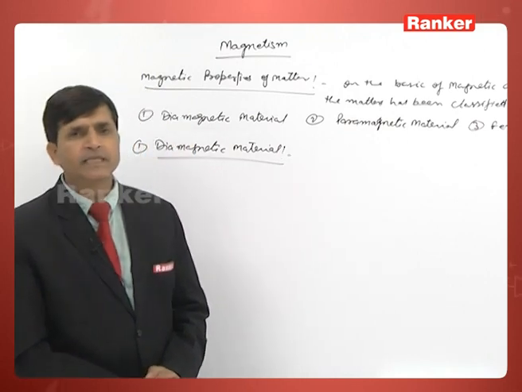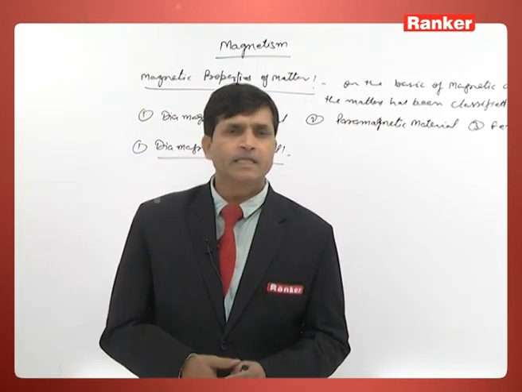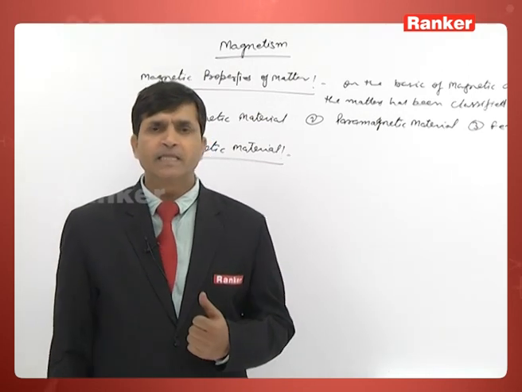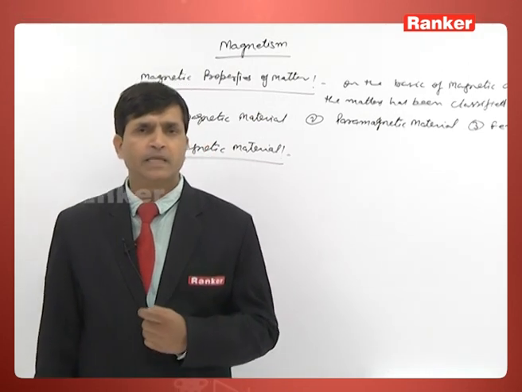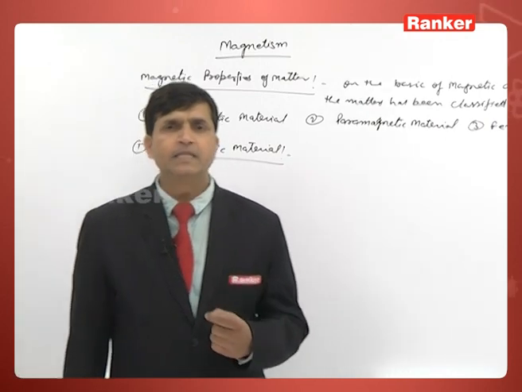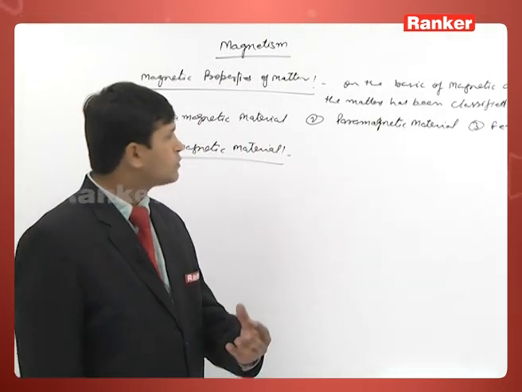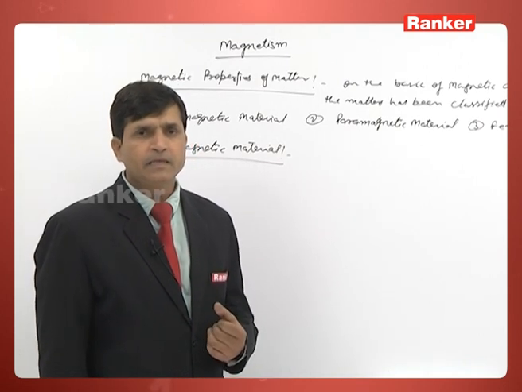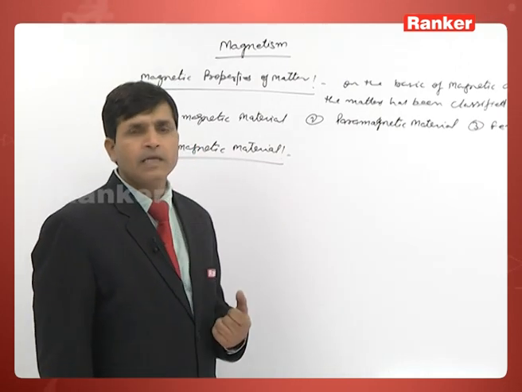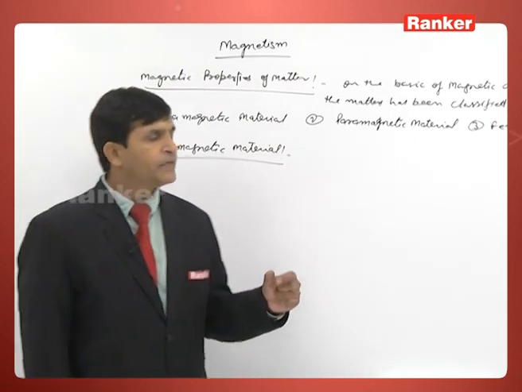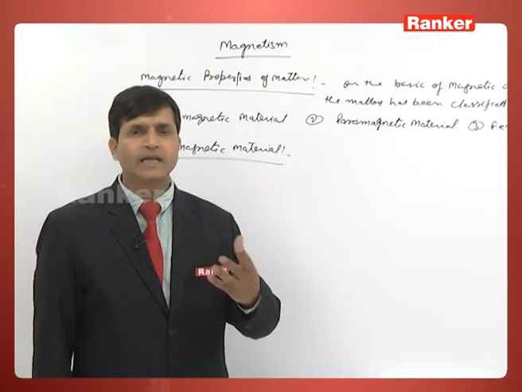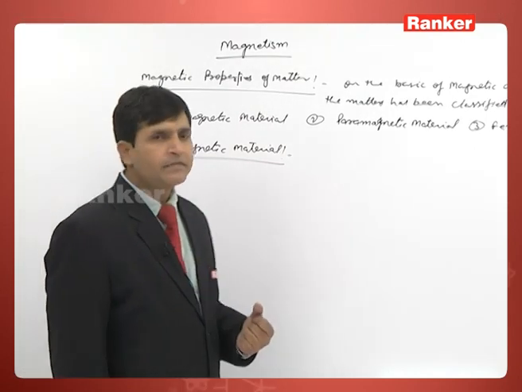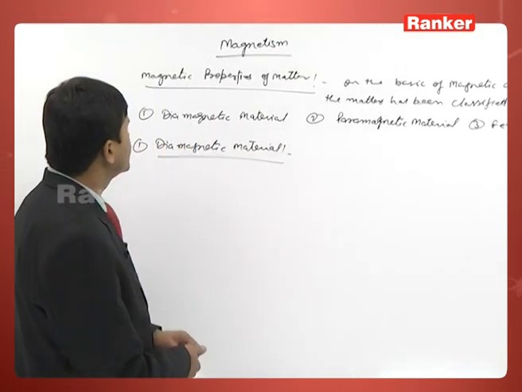When these materials are kept in an external magnetic field, an induced magnetic moment develops inside the material, and that induced magnetic moment tries to oppose the external magnetic field, according to Lenz's law. So the resultant field inside the material becomes less than the applied field. This is the main characteristic of diamagnetic material.